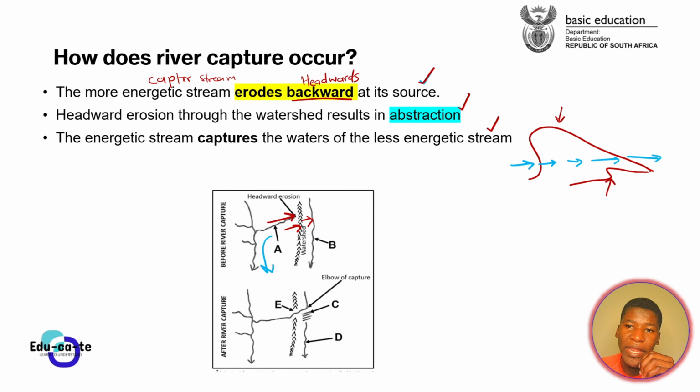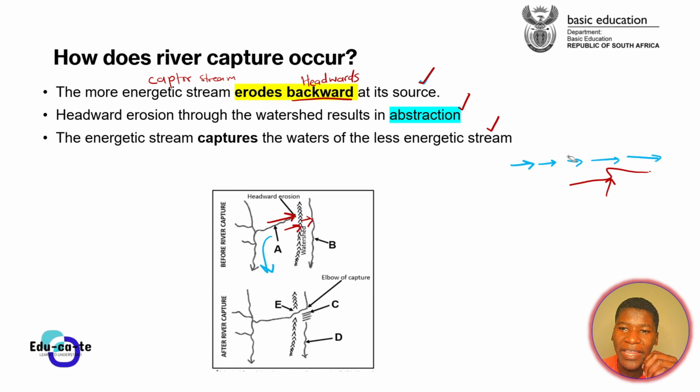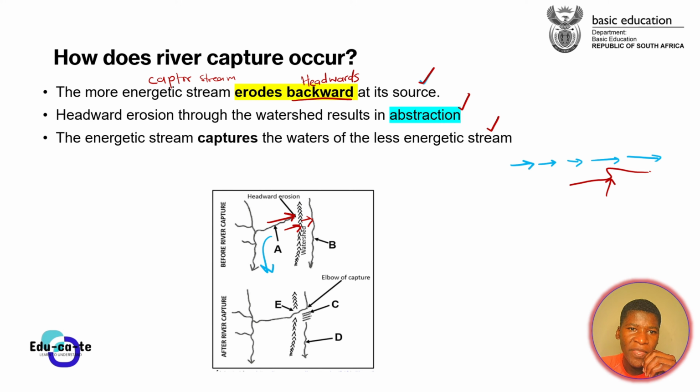And then when the watershed is lowered its position to something like this, you can see now it's a smaller watershed, then you can see that the river has captured the other river. I mean, the more energetic stream has captured the less energetic one. So this is how river capture occurs.